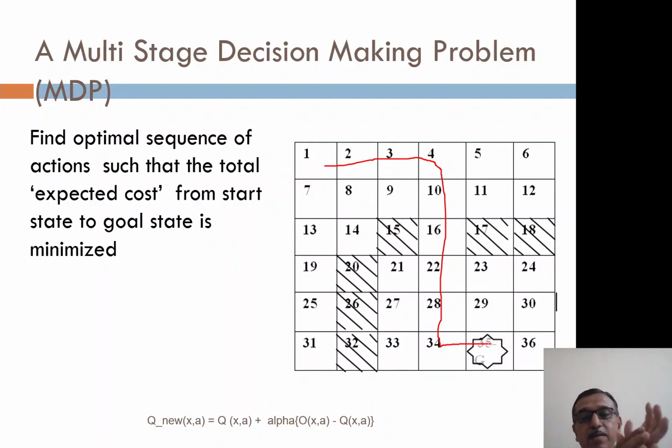But the point is, the agent will not have this global map of the grid world. What the agent will know is, when it takes an action, it will go to the next state, and it will know if the next state is a block. If the next state is a wall, it will know it's a wall. That's all. By interacting with such a simulation model, how can I find the optimal sequence of actions such that the total expected cost from start state to goal state is minimized?